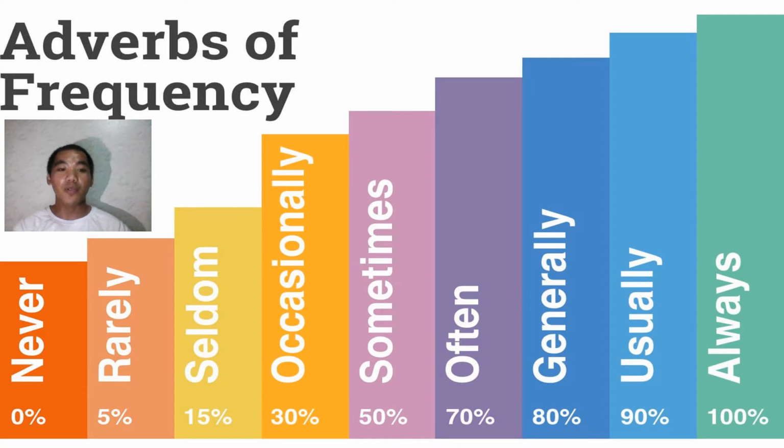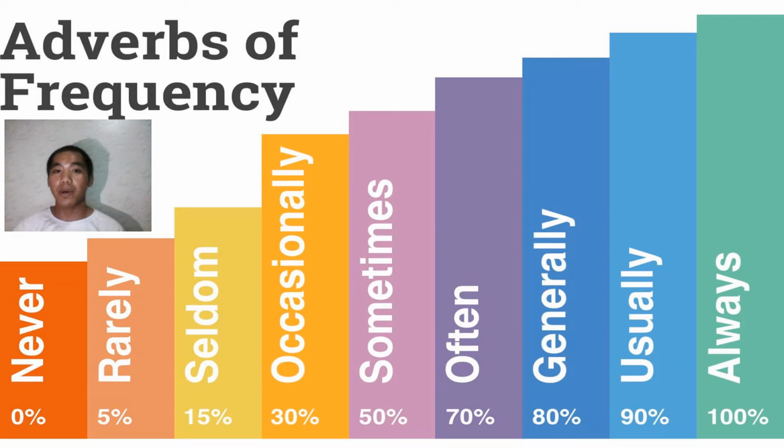Now, these are the list of adverbs of frequency. First, we have always, usually, generally, often, sometimes, occasionally, seldom, rarely, and never. The percentages below tell how often an action occurs or happens. For example, in our lesson yesterday, we learned about always, right? And we said that if you're going to use always in a sentence, it means that the action happens every time.